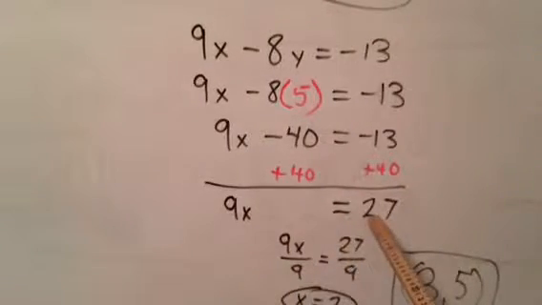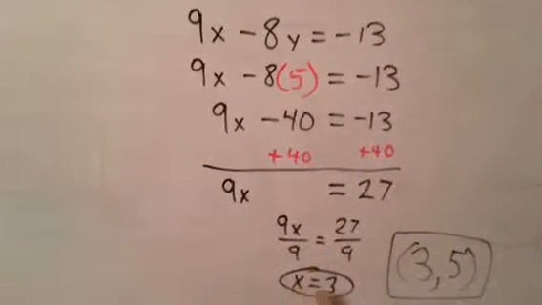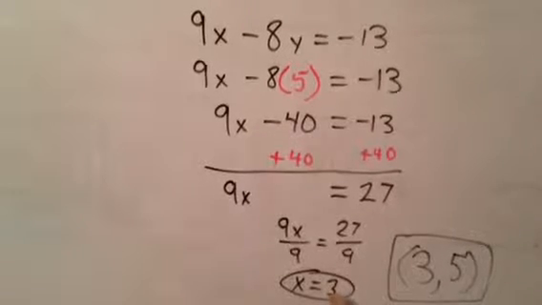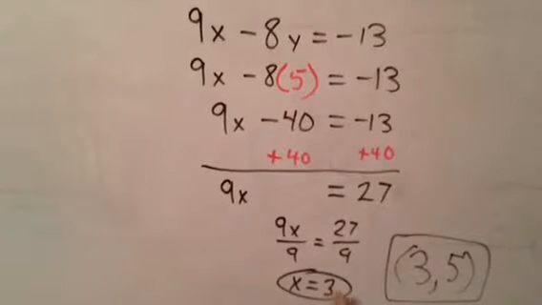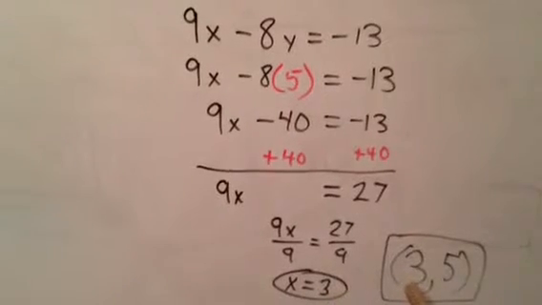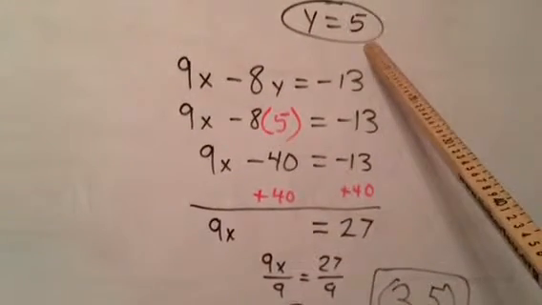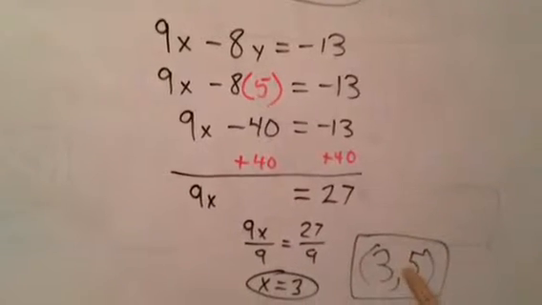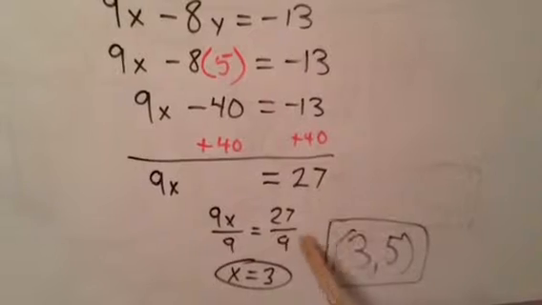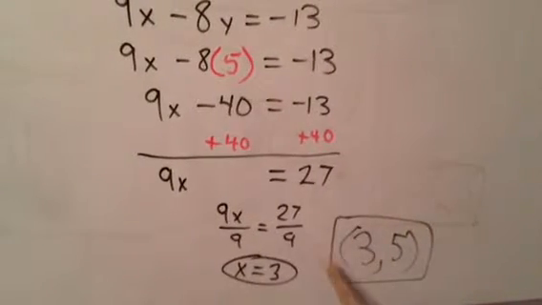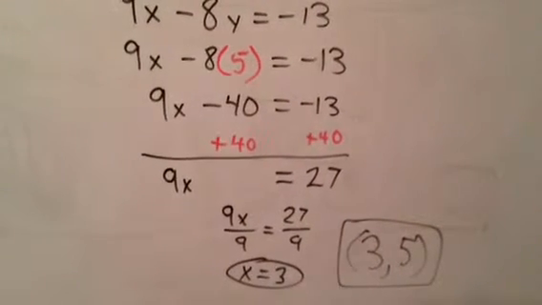Dividing both sides by 9, we find that x is going to have a value of 3. And therefore, our solution to this system of equations, x is 3, the y value is 5, giving us an answer of (3, 5), the point at which the two lines would intersect each other had we graphed these.